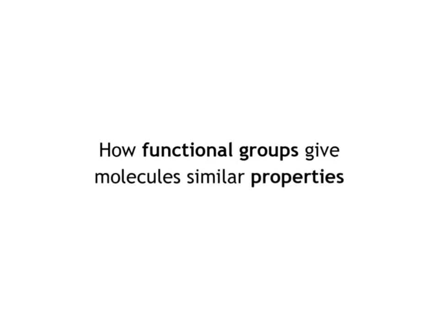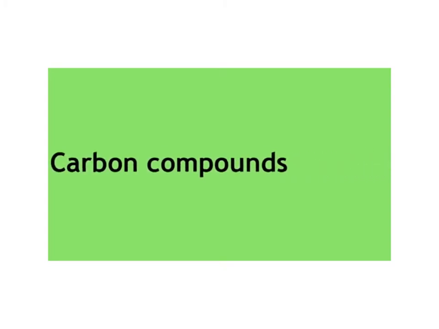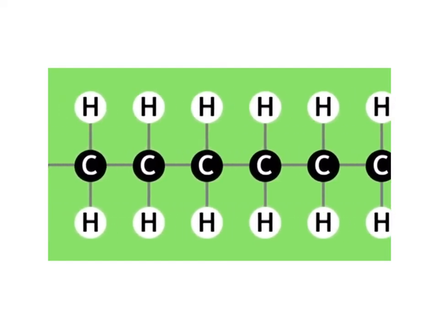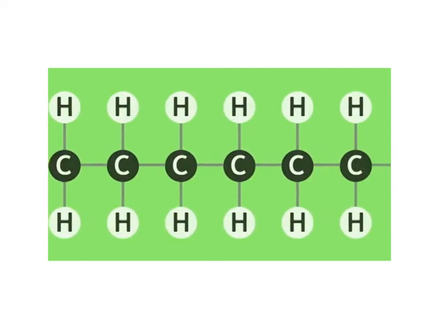Organic chemistry is the study of carbon compounds. There are many millions of organic compounds that you can make using hydrogen and carbon and arranging them in different ways.